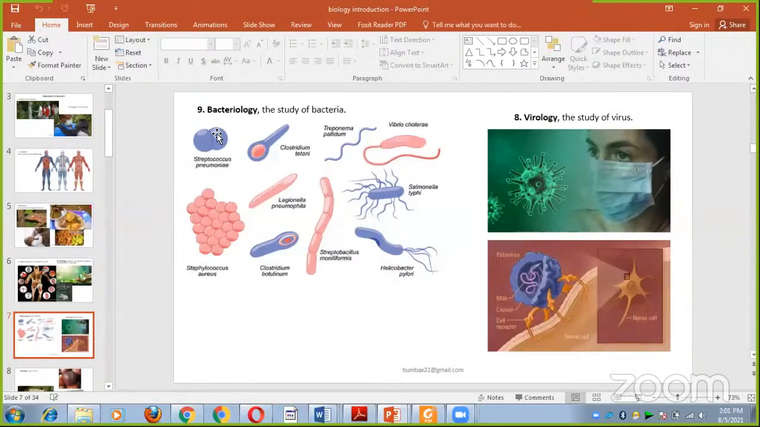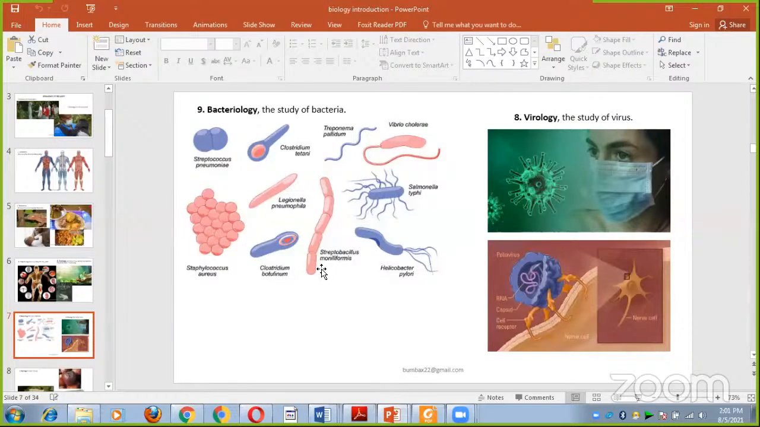Now, number 2. Kuba has been asking me to give her some examples of harmful bacteria. They are here. There is Streptococcus pneumoniae, the one which causes pneumonia. There is Clostridium tetani, the one which... There is Salmonella typhi, the one which causes typhoid. There is Vibrio cholerae, the one which causes cholera. There is Helicobacter pylori, the one which causes ulcers. So there are many, we can't finish them.